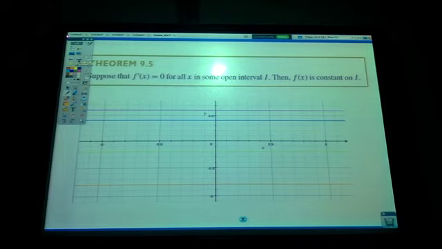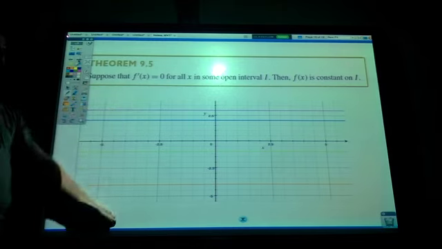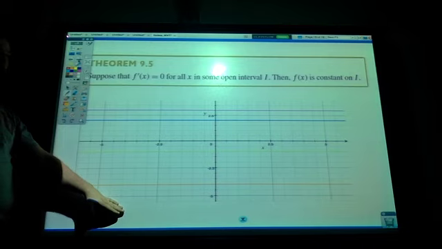Suppose that the derivative of a function is 0 for all x in some interval I. Then f of x is a constant on I. What that says here is that all of these functions have a slope of 0 over the entire interval, but those functions are all just constants.